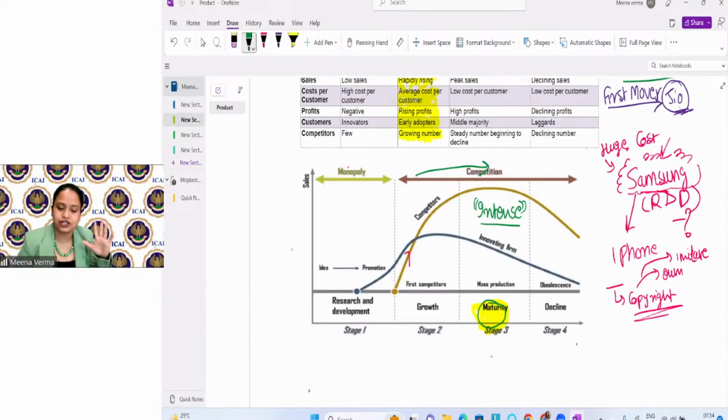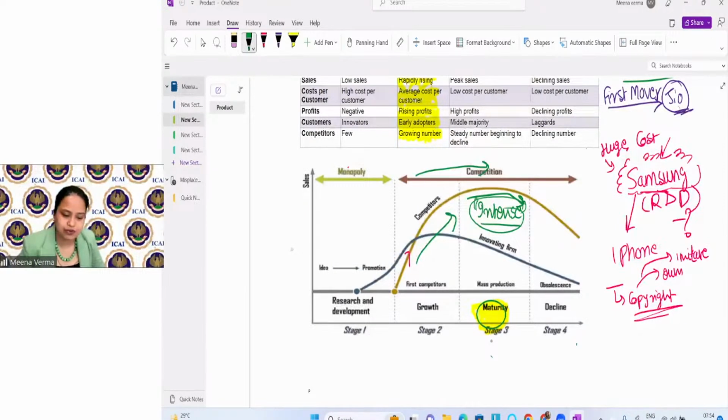This is the maturity stage. Since the competition is intense here, competitors are fighting with each other for selling their product. Since they're fighting with each other to sell their product, gradually the sale will decrease. So you can see here, there is a steep rise in sale, but here sale has become almost constant. It means there is no increase in sale, a constant sale.